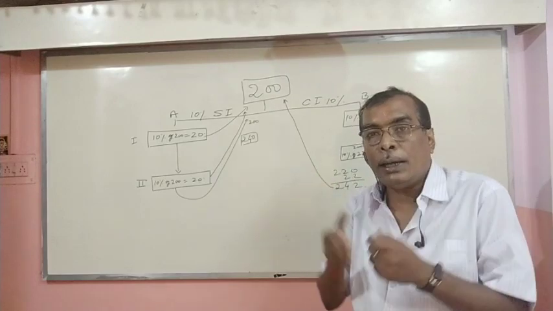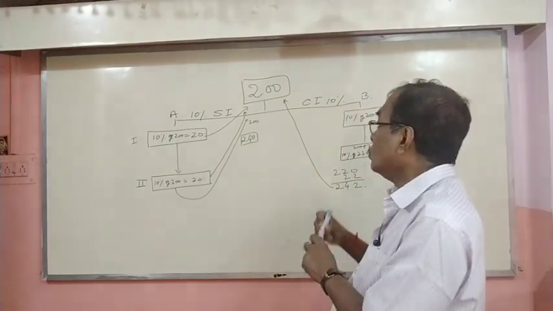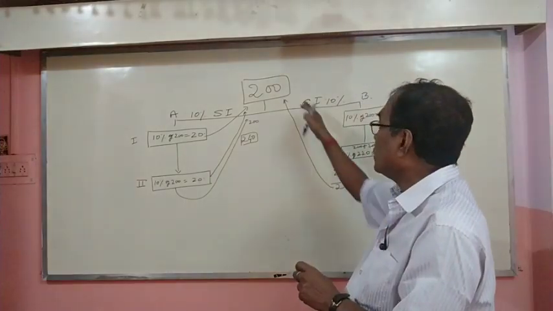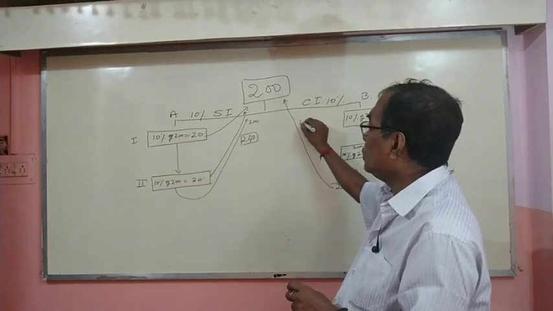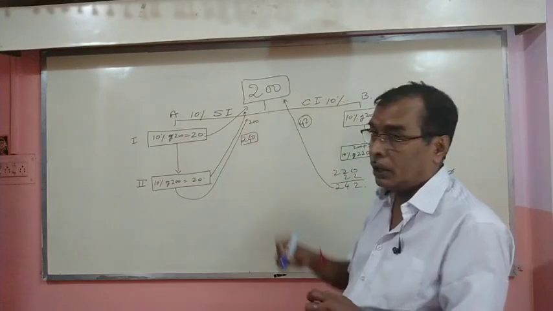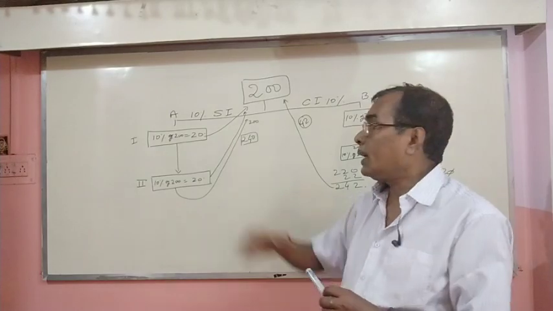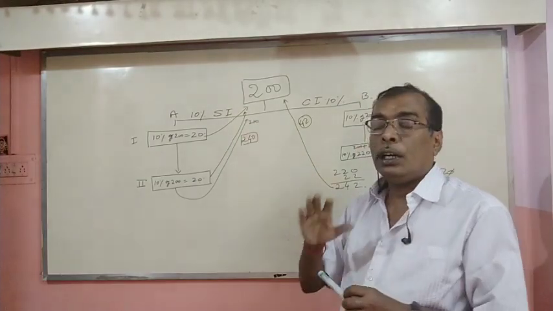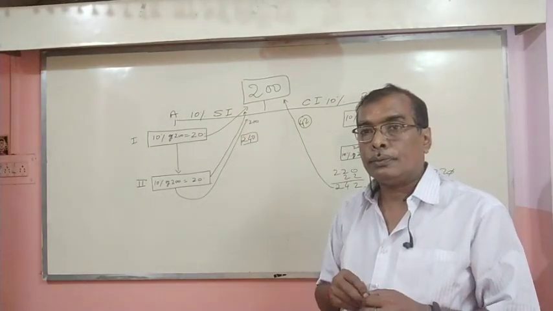So how much extra am I earning from this particular person? 242 rupees he is giving, 200 rupees he has taken. So 42 rupees extra I am earning. In case of simple interest, I am earning 40 rupees.